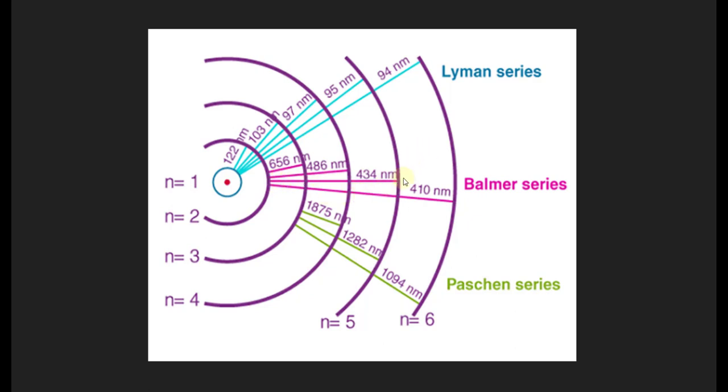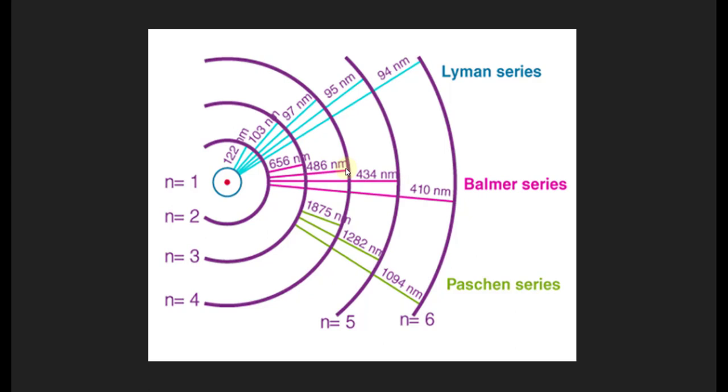hydrogen atom. If it gets a 410 nanometer photon, it goes from the second to the sixth orbit of the hydrogen atom. And also, it will emit the same photons when it comes down from the sixth to the second. When it comes down from the fifth to the second, it gives us a 434 nanometer photon.